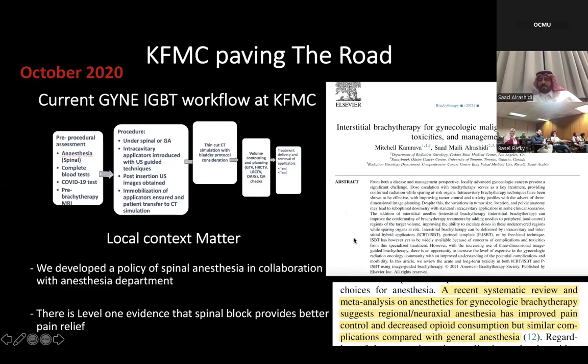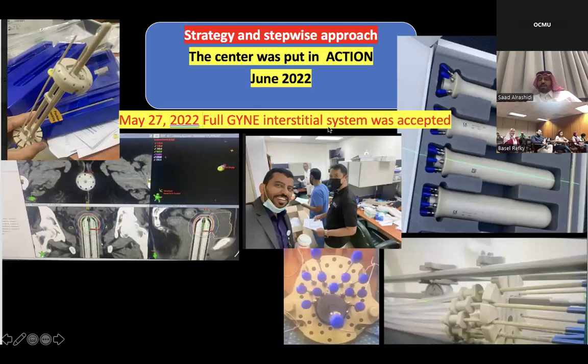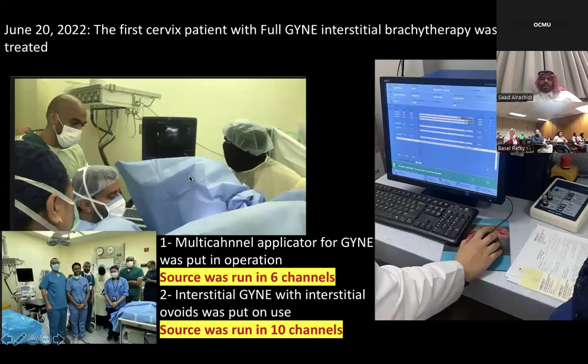You can see we published that spinal anesthesia is the most important. This is one of the papers I published a few years ago about the toxicity of brachytherapy. You may need to read about it. And we introduce a lot of techniques here. This is the interstitial one, from the cylinder to the various interstitial needles.